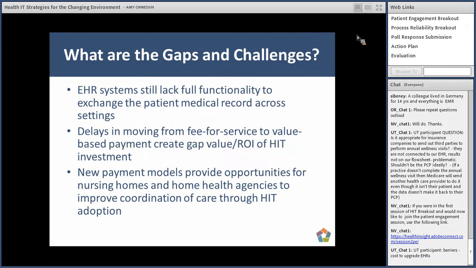So the first gap and challenge is obviously the one we see every day, which is EHRs are typically siloed. They lack the functionality to exchange patient medical record access across settings. For those of you in the hospital, sometimes between floors. Delays in moving from fee-for-service to value-based payment create a gap between the value and the return on investment of HIT.